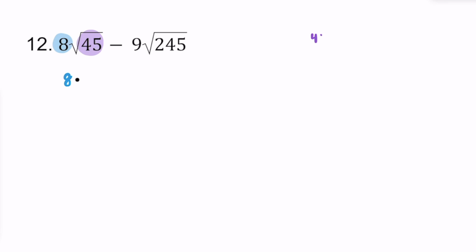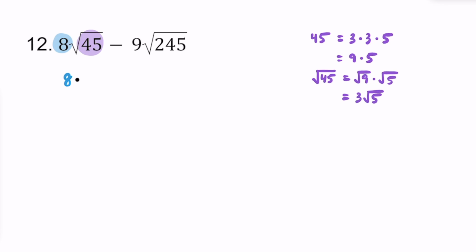Let's take this 45. 45 is the same thing as 3 times 3 times 5. Okay, and so notice how we have 2 matching pairs, or 1 pair rather, but 2 matching numbers. 3 times 3 is 9, so we can say this is equal to 9 times 5. So if that's the case, we have the square root of 45 is equal to the square root of 9 times the square root of 5. The square root of 9 is 3, so this is going to be 3 root 5. All right, so we know the root 45 is 3 root 5. So replacing that over here, we're going to say this is going to be 3 root 5.